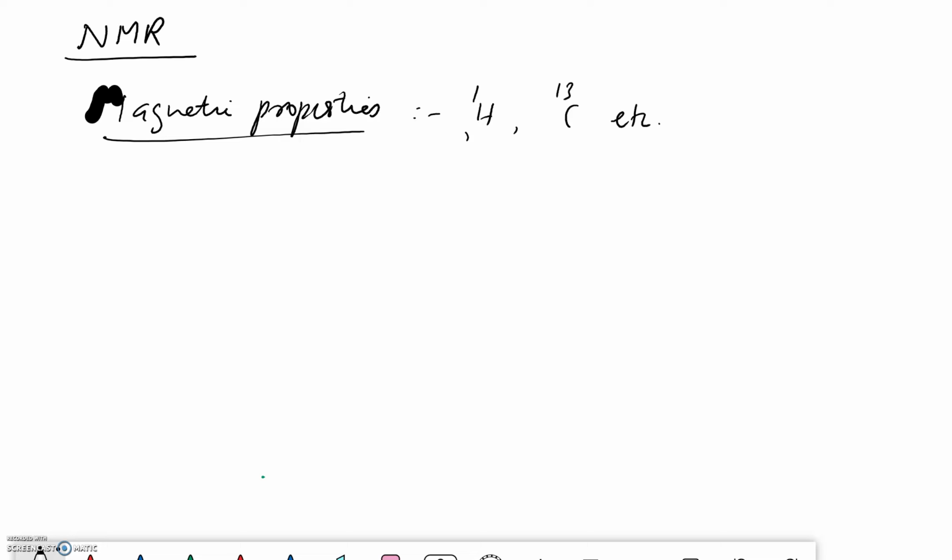This technique involves the study of transitions induced between the spin energy levels of these magnetic nuclei in a species in an applied magnetic field by absorption of electromagnetic radiation in the radio frequency region. That is, two things we have to note. For recording NMR spectra, we need a magnetic field.